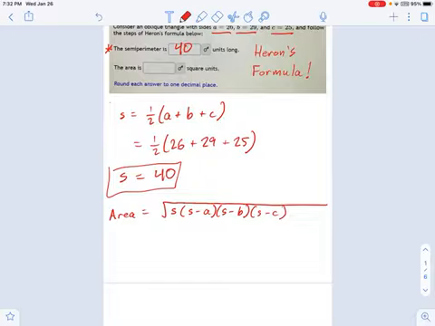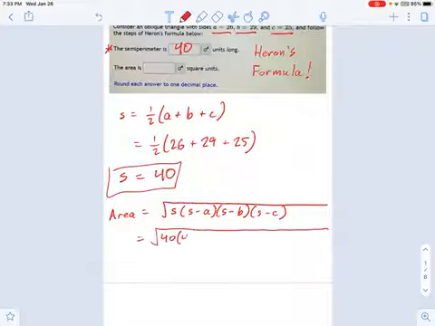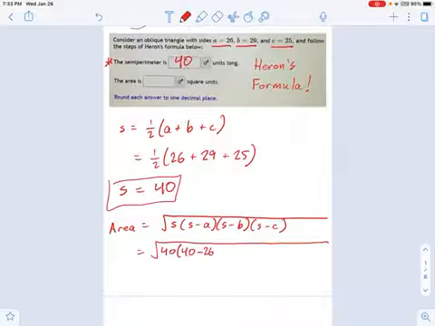I guess I made my square root a little too long. How he figured that out is a fun topic. We can talk about it sometime if you ask me, but I'm just going to plug in these numbers here. I'm going to try to wrap this up. So it's going to be 40 times 40 minus, what is a? 26 times 40 minus 29 times 40 minus 25.